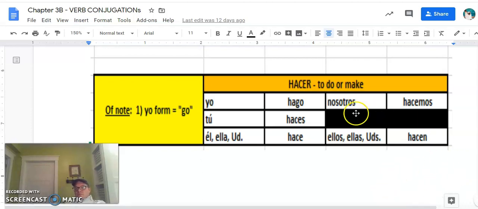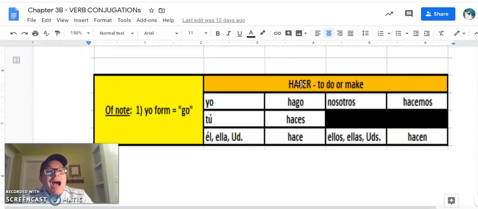Our yo form is the only thing. Let me say that again. It is the only thing that is going to change in the conjugation of the verb hacer. It is the only thing that is irregular. Yes, it has a change, but only one change. Okay, so the yo form of the verb hacer is hago. Okay, and again, hacer, to do or to make, starts with the letter H, and you want to make sure that you do not make that H sound. Okay, hago. Yo hago, or I do, or I make.